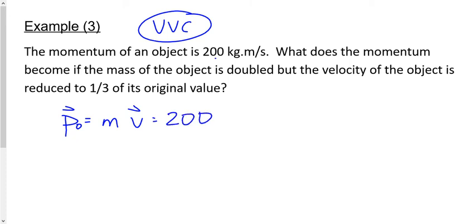So what have I done so far? I've basically just written down what I already know. I've written down that my original momentum is 200. We're told that right in the question. I've written down that my original momentum is m times v. We're told that on my data sheet, right? So nothing new here yet. Now it's time to do something a little bit new, though. Now I want to say my new momentum, after I make my changes, after I double the mass but reduce the velocity to 1/3 of its original value.